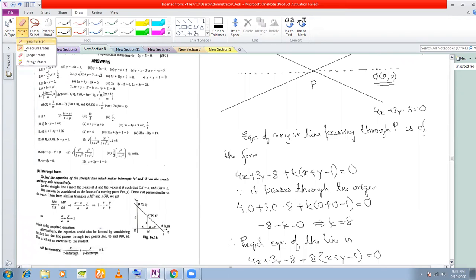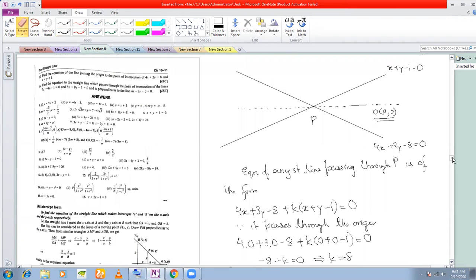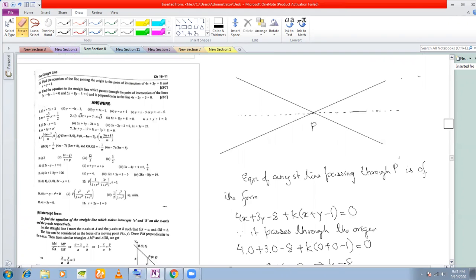Okay, this time, the question states: find the equation of the straight line which passes through the point of intersection of the lines 3x plus 4y minus 1 is equal to 0 and 5x plus 8y minus 3 is equal to 0. So let us take these two equations this time as 3x plus 4y minus 1 equal to 0, and let us take the equation of this line as 5x plus 8y minus 3 equal to 0.